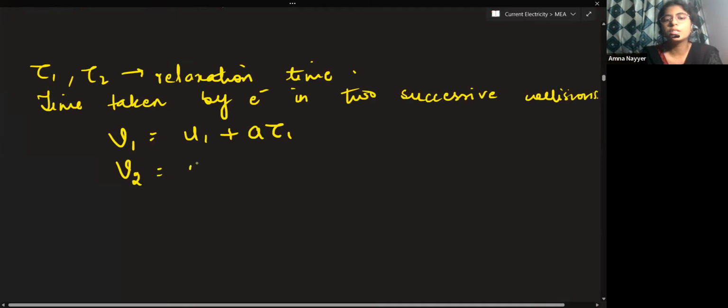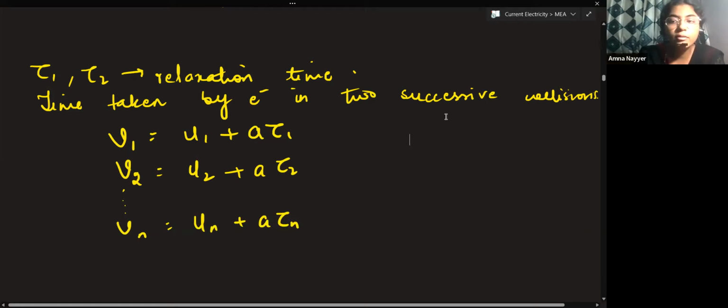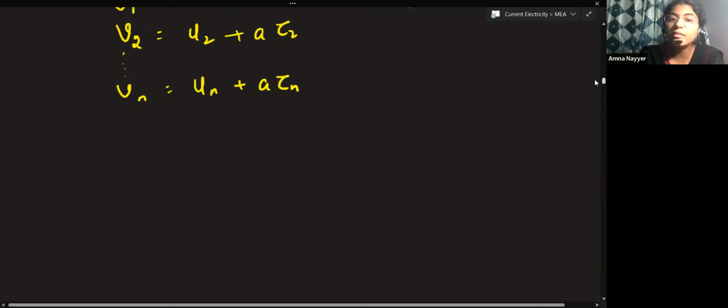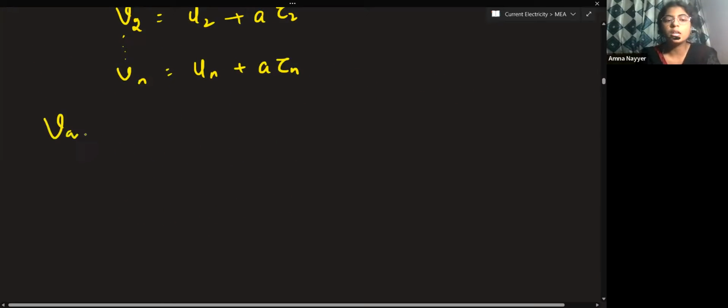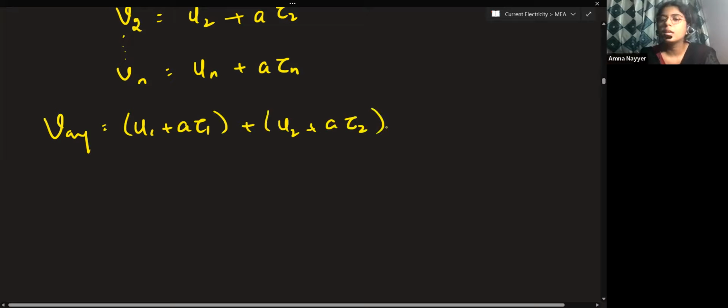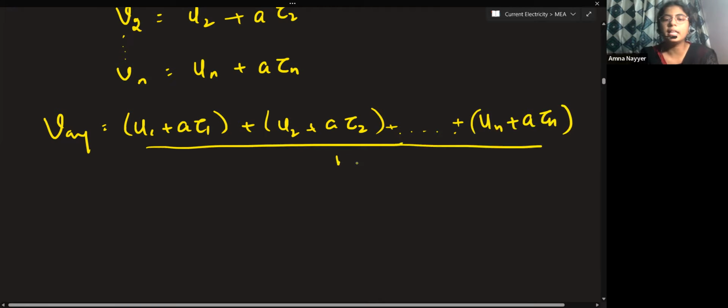Now, final velocity of second electron will be U2 plus A tau 2. Similarly, n number of electrons are there, so that becomes Un plus A tau n. Now I am calculating drift velocity. What did I tell you? Drift velocity is basically the average velocity. So average velocity will be U1 plus A tau 1, that is V1, plus U2 plus A tau 2, that is V2, plus up till all the values. If you had 3 electrons, you could take U3 plus A tau 3. If you had 4 electrons, you could add U4 plus A tau 4. If you have n number of electrons, you can write Un plus A tau n, divided by n.